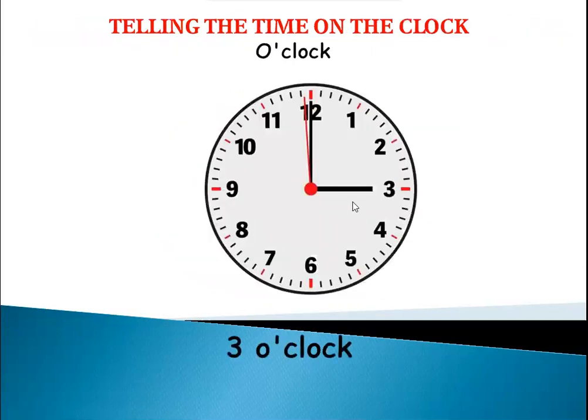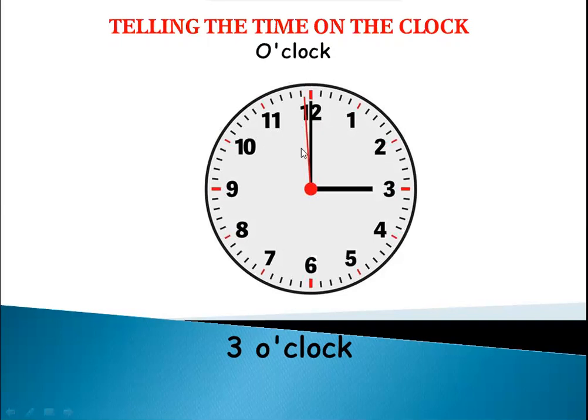All right, let's see how we can tell the time on the clock. We want to look at o'clock. When do I say it is o'clock? You say o'clock when your minute hand is on 12. Like what is showing here, this is 3 o'clock. That's because my hour hand is on 3 and my minute hand is on 12. So this is 3 o'clock.